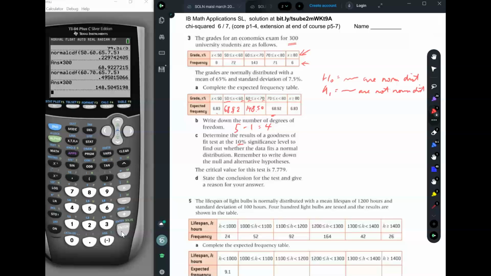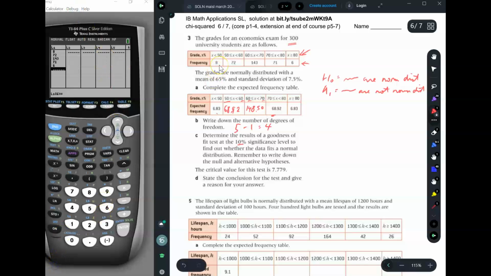Now we're going to do the calculation to see if we reject or accept the null hypothesis. So we're going to do stat, edit, and we're going to type the data in here, and I'm going to do that offline to not bore you. First I put in the observed frequencies, which are 8, 72, 143, 71, 6. Put those in L1. And then you put the expected frequencies in L2. I copied them from here: 6.83, 68.92, 148.5, 68.92, and 6.83.